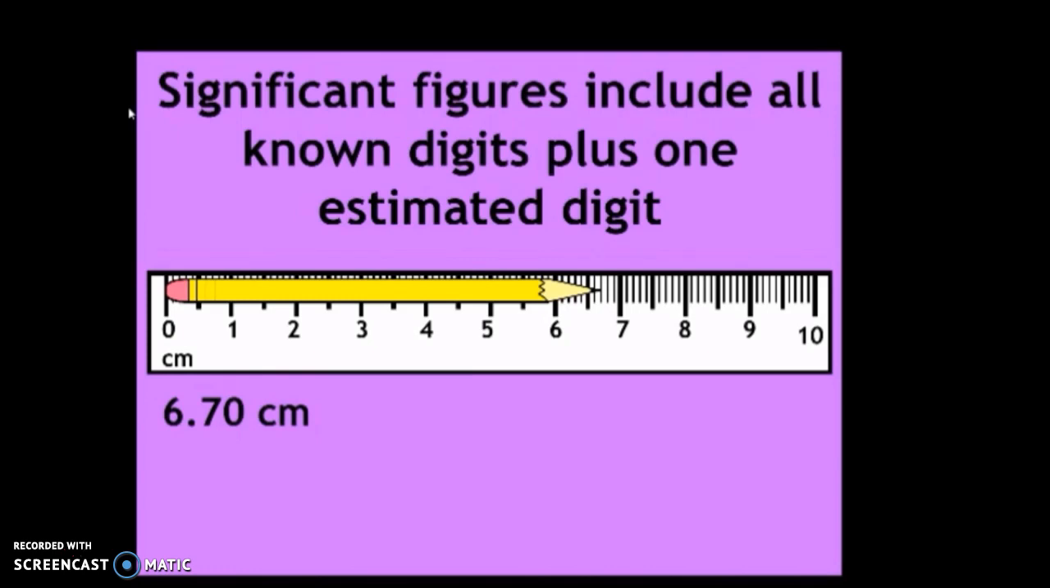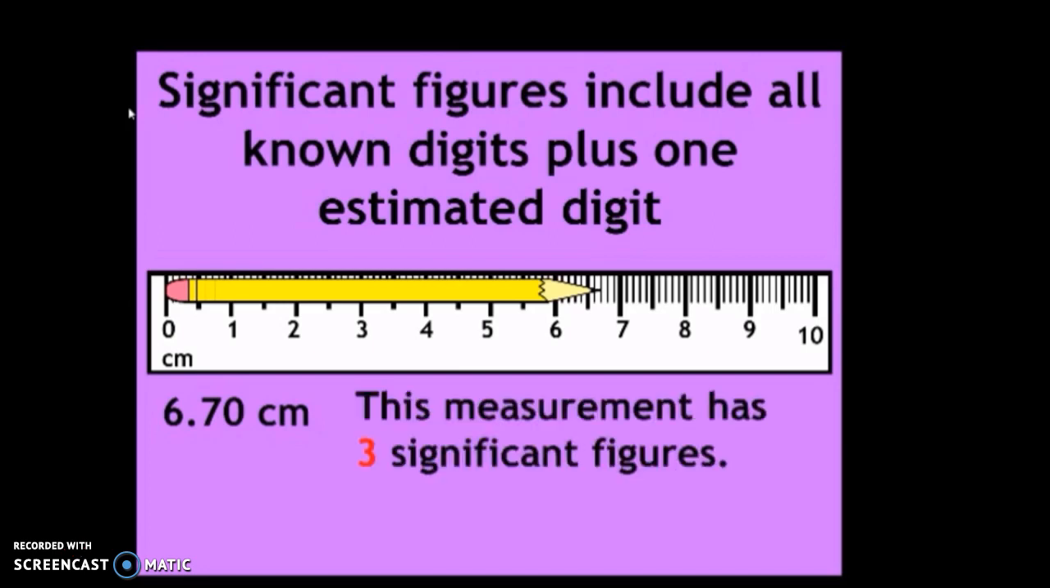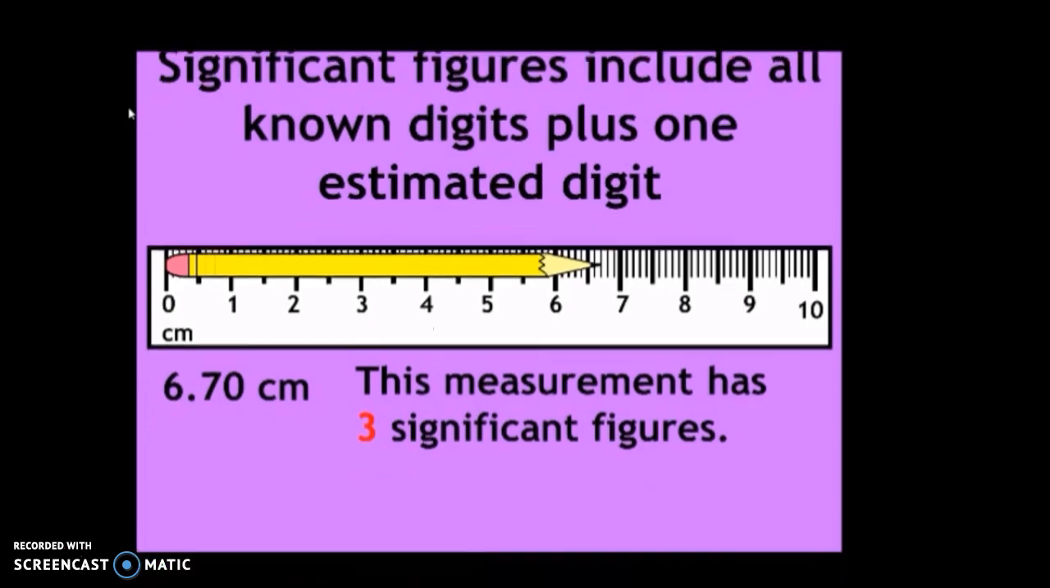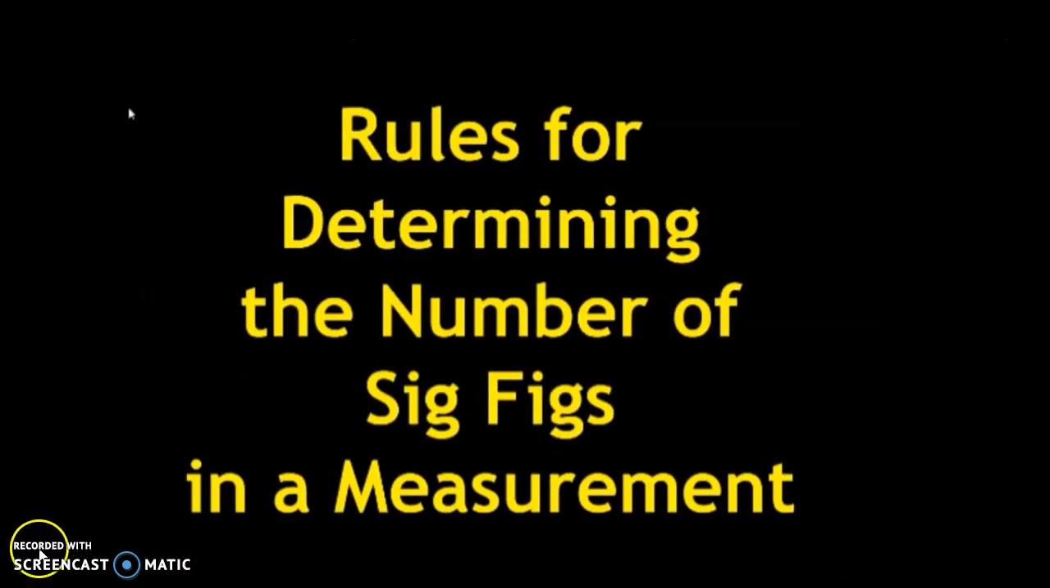How many significant figures is a measurement of 6.70? 3. So this measurement has 3 significant figures. Not 2, it has 3, because we do count that final estimated digit. And now I have to teach you some rules.